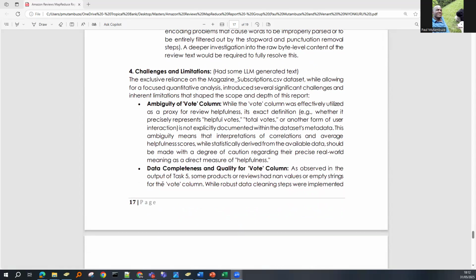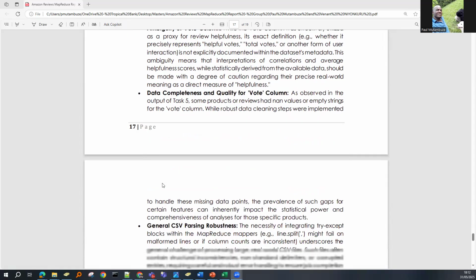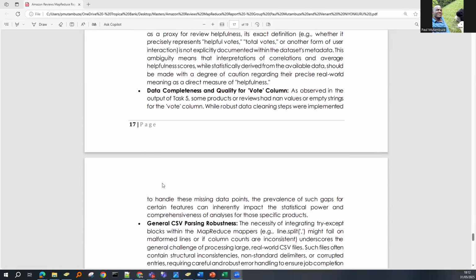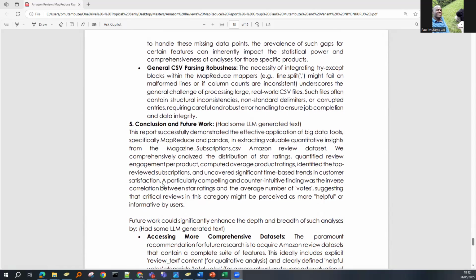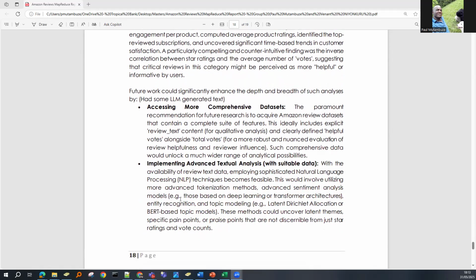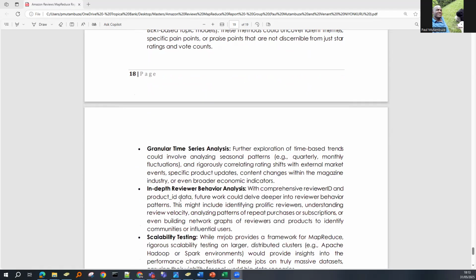So the challenges, of course, were the ambiguity of the vote column, data completeness and quality of the vote as observed in the output of task 5, and general CSV parsing robustness, with the necessity of integrating try-except blocks within the mapper. Then for future work, we are talking about accessing more comprehensive datasets, implementing advanced textual analysis within a suitable dataset, and granular time series analysis.